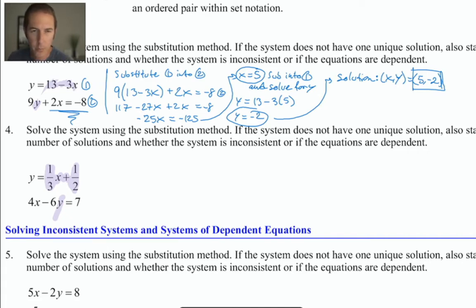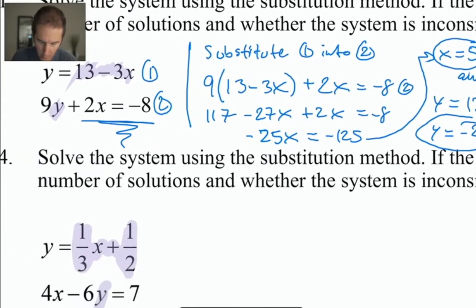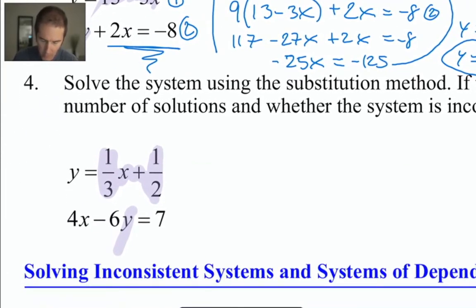Notice in the previous problem, after we did our substitution, the next thing that I had to do was distribute my multiplication by 9, which is how I got this 117 and the -27x. So it's not a big surprise that after you make your substitution here, you'll be distributing multiplication by -6 to the 1/3 x and to the positive 1/2.